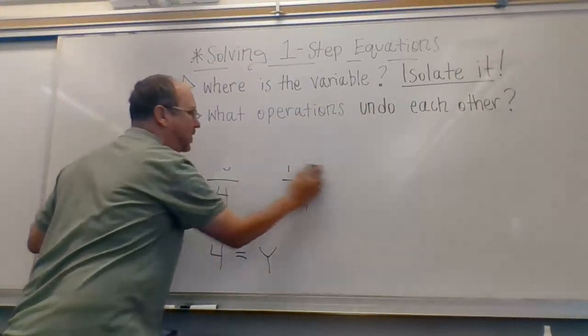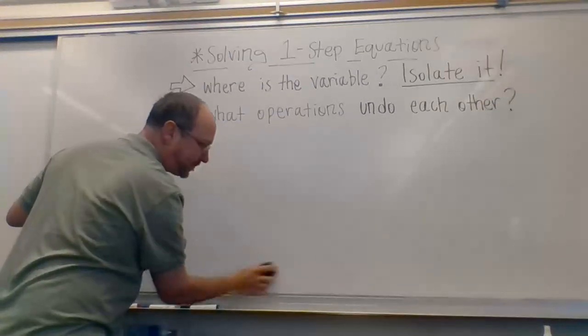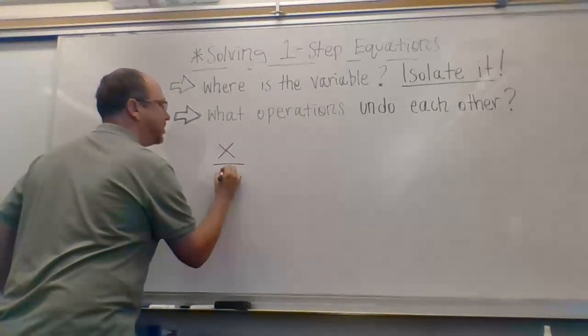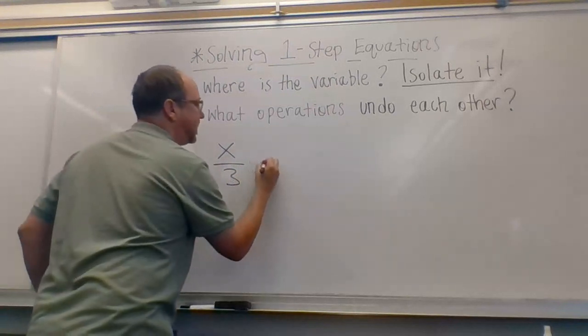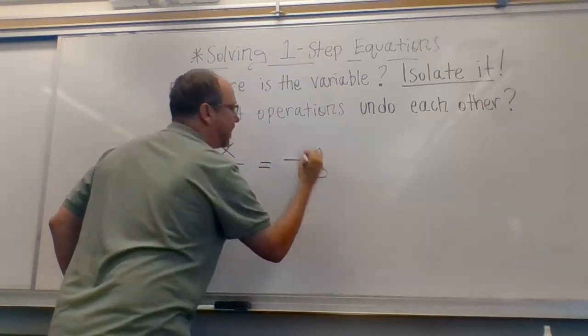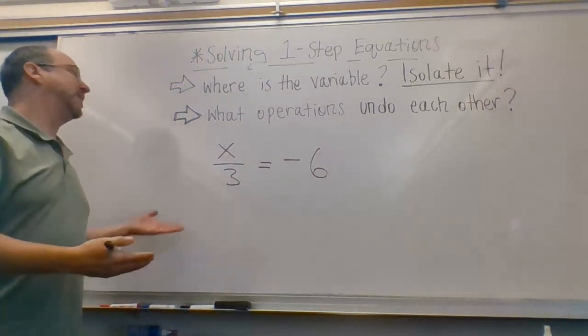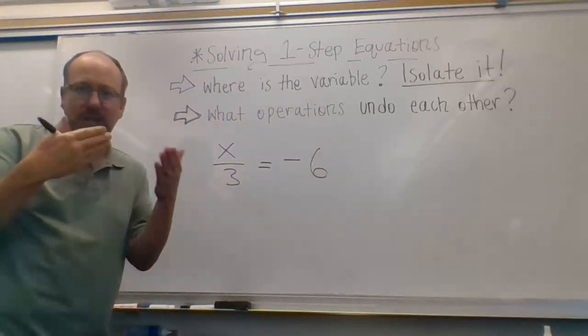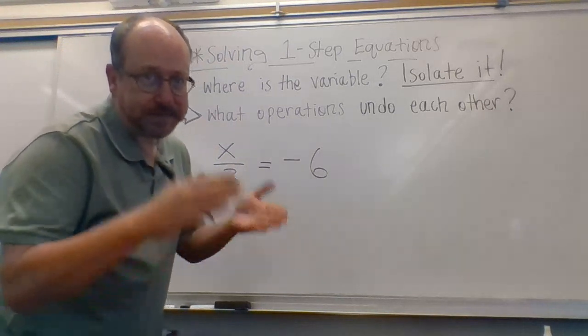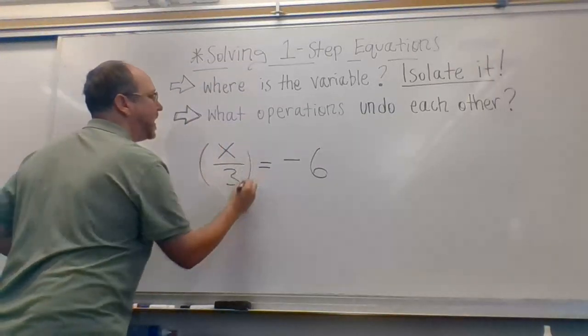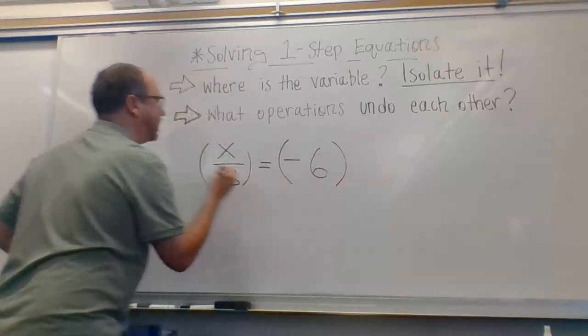Okay, last example. What operation is it going to be? X divided by 3 is equal to negative 6. Where's the variable? Right over here. What's happening to it? It's being divided by 3. So how are we going to undo division? Multiplication. So we're going to multiply both sides by 3.